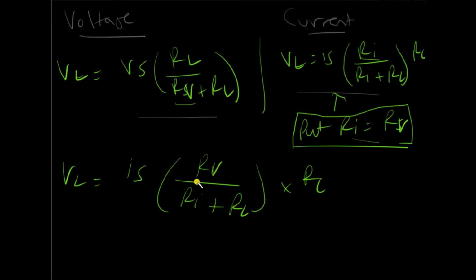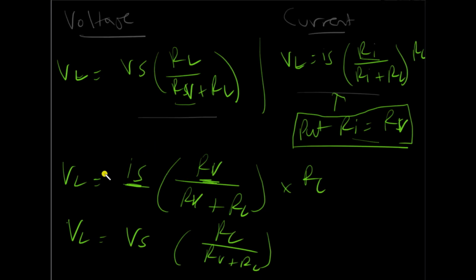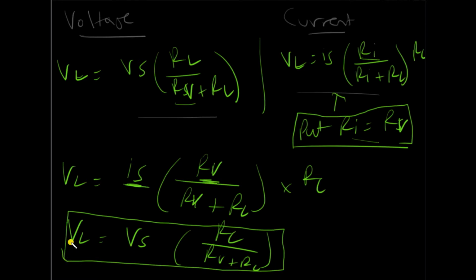So as we know that Is times Rv, that's the voltage of the source, because this is the current through the source, and this is the internal resistance. So I can just replace Is times Rv by Vs, the voltage source. So VL is equal to Vs times RL divided by Rv plus RL. So now this is very interesting because we got the same formula again. So that means if you want, you can replace a voltage source with a current source or vice versa by just putting the same value of the internal resistance. That means Ri would always be equal to Rv for the same source.